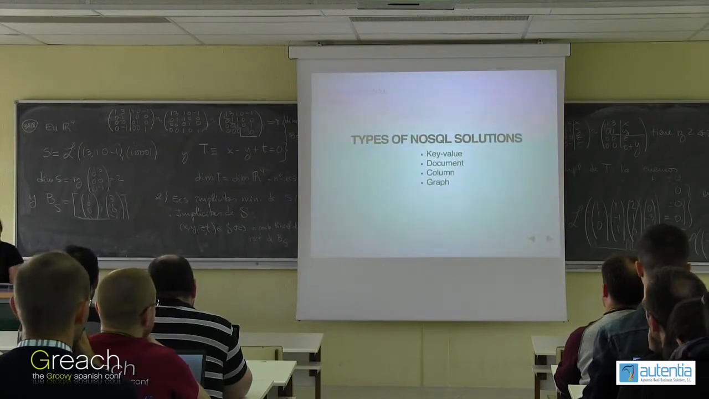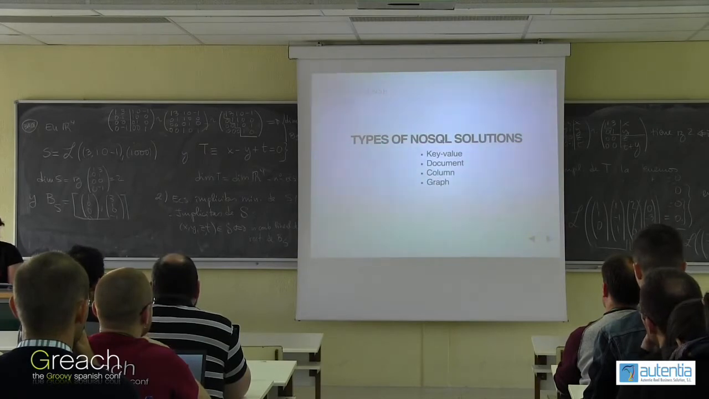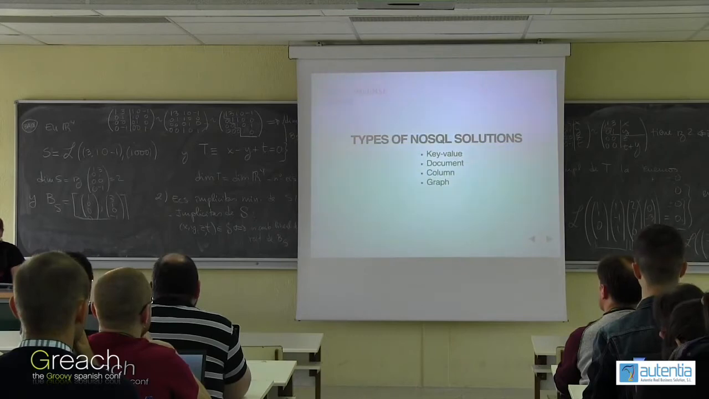NoSQL solutions are usually one of these four types: key value, document, column, or graph data solutions. And some of the products out there do have some overlap between these different types.